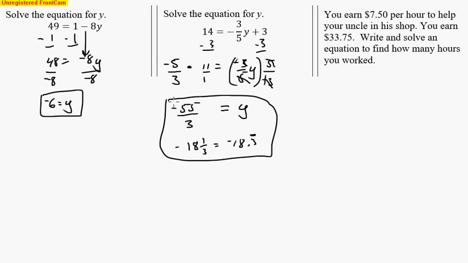So looking at our last problem here, it says that you earn $7.50 per hour. So this is a wage. And so that's how much we make every hour, it says. And it says you earn $33.75. That's the total amount. So we're doing two things. We're going to write and solve to find out how many hours.